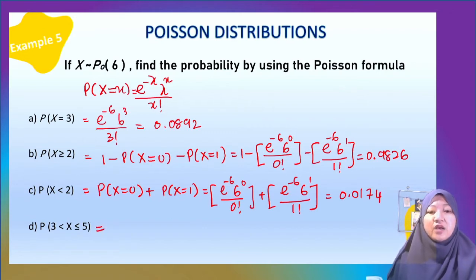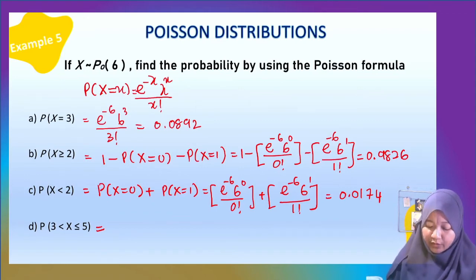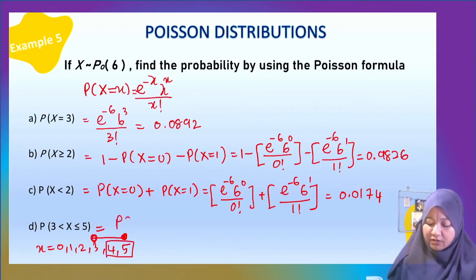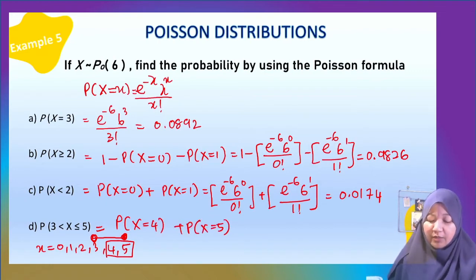Okay, D. Probability x less than or equal to 5, greater than 2. So let 0, 1, 2, 3, 4, 5. So include 5 without 3. That means we need probability 4 and 5 only. Probability x equal to 4 plus probability x equal to 5. Okay, now plug in into formula and calculate. We have the answer is 0.2945.